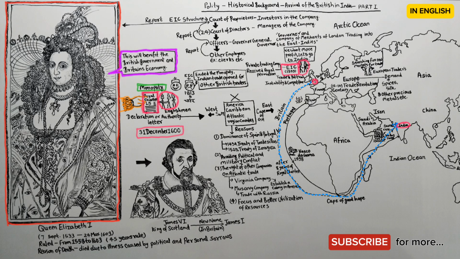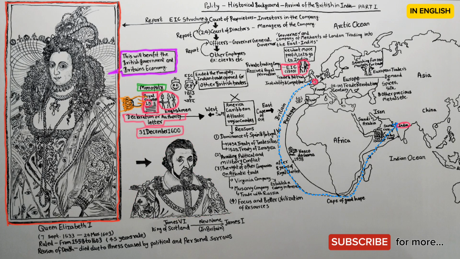However, the process of its establishment started in 1599 when some English merchants planned to form a company to carry out maritime trade. Friends, this monopoly was initially given to the British for 15 years. Charter is a kind of declaration or authority letter which was issued by the kings or queens of England at that time, like a government declaration or permission letter.